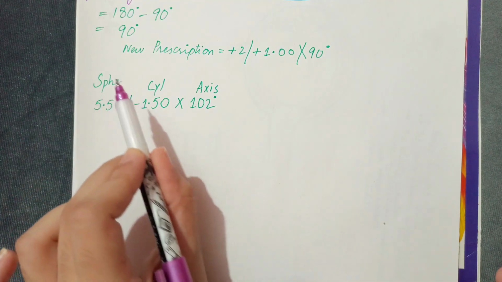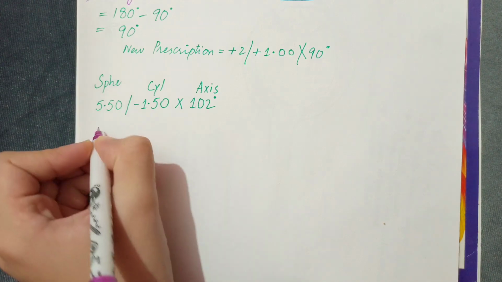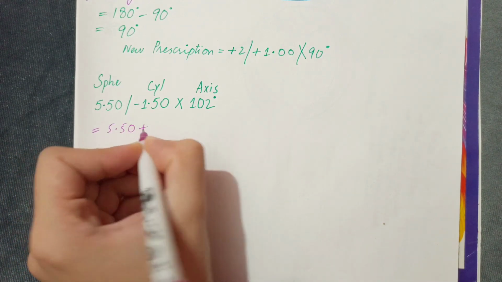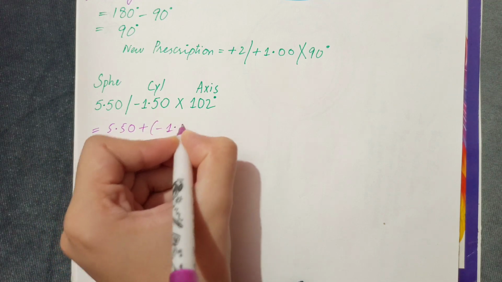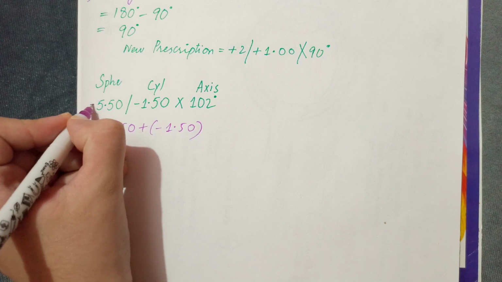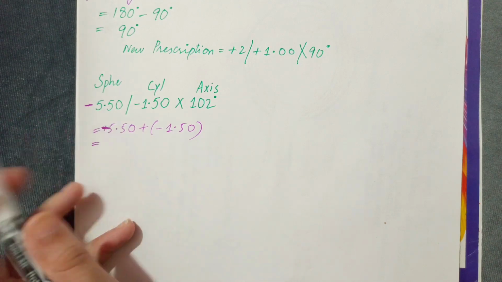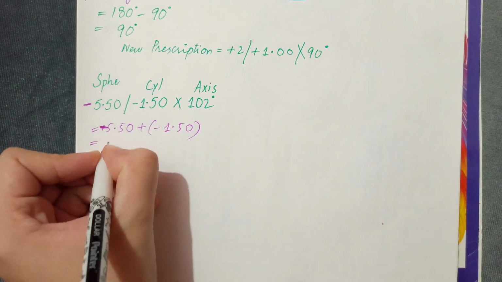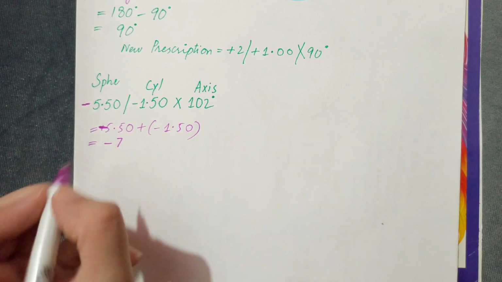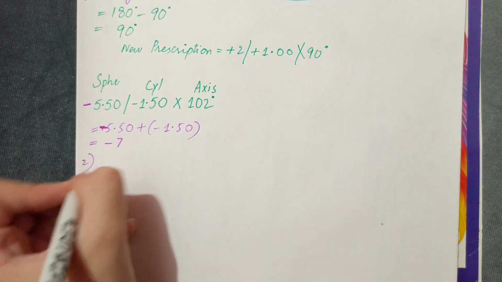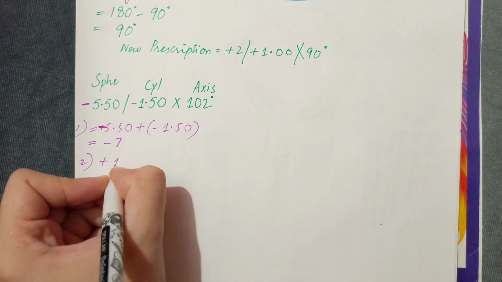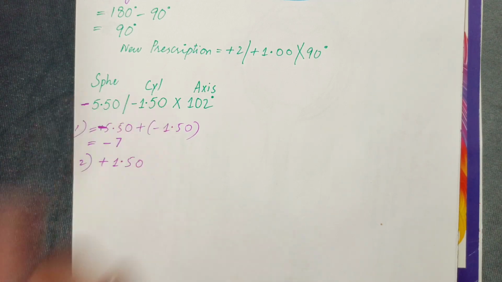First of all, we will add sphere and cylinder. Suppose there is a minus sign here and also a minus sign here. So what we will get is minus 7 diopter. This was the first step. The second step is we'll simply change the sign of the cylinder power and change it into positive.